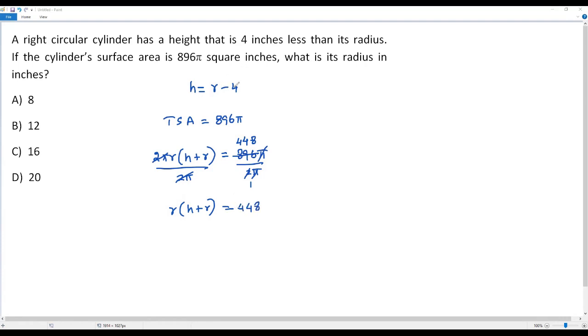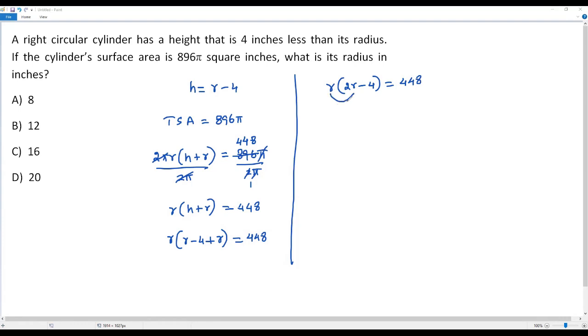That is, height is 4 inches less than r. So since we have to solve for the radius, that is r, we will have to plug in this r minus 4 for h over here. Then I am getting r times r minus 4 plus r equals 448. Let me continue over here. r times, when I combine this r and r, I am getting 2r minus 4 equals 448.